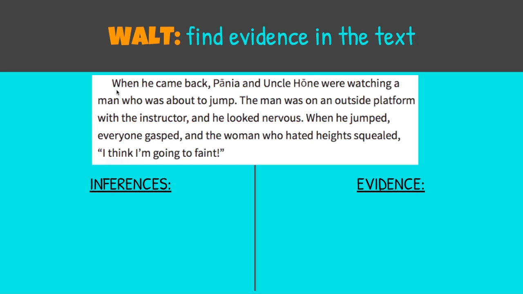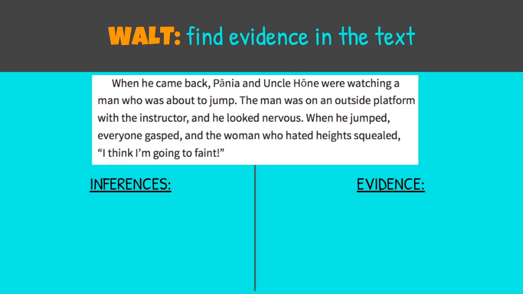When he came back, Pania and Uncle Hone were watching a man who was about to jump. They're doing some bungee jumping. The man was on an outside platform with the instructor and he looked nervous. When he jumped, everyone gasped and the woman who hated heights squealed, "I think I'm going to faint."